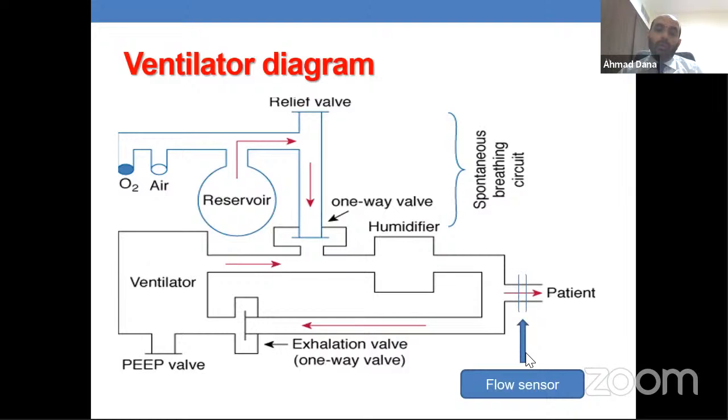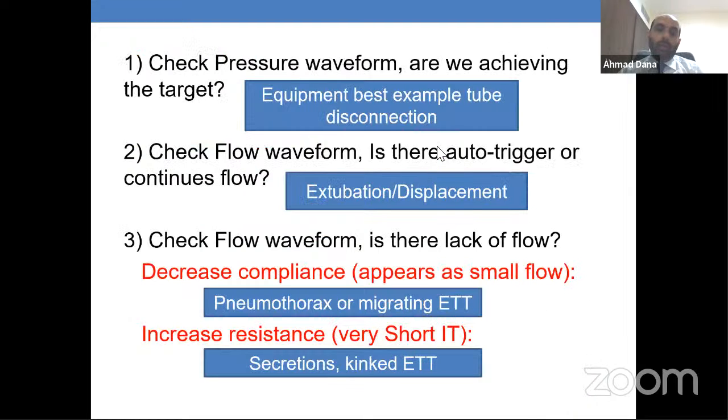Now, let's go to the flow. So if you check the pressure waveform, are you achieving the target? If you are not achieving the target, this means that there is an equipment problem. What happens sometimes, the nurses are busy when they are putting water in the humidifier. By mistake, the tube is disconnected at the side of the humidifier. So the baby will desat. This is a very good example of the equipment failure.